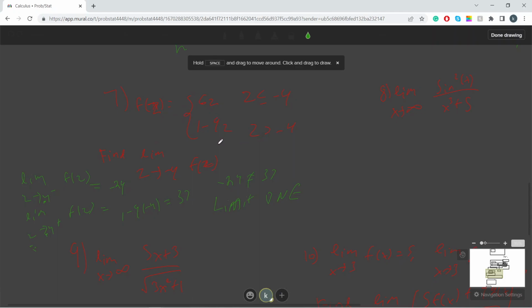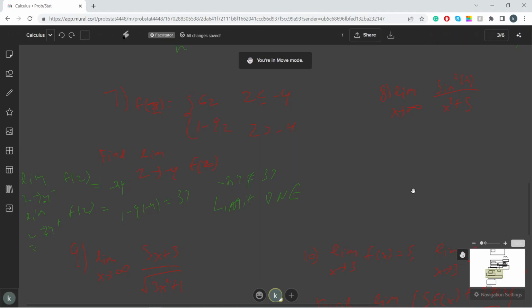And then z greater than negative 4, it'll be another line. But the two lines don't touch each other at the point of z equals negative 4. So you've seen a jump discontinuity here, and the limit indeed doesn't exist. This is a cool connection we've made. So let's move on to problem number 8.